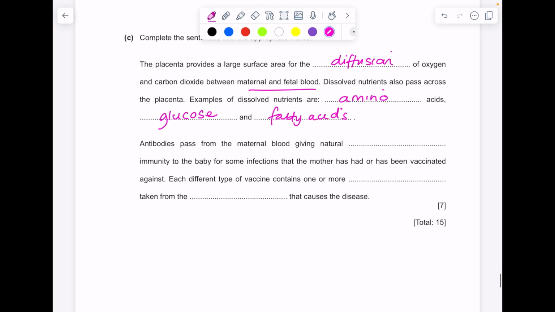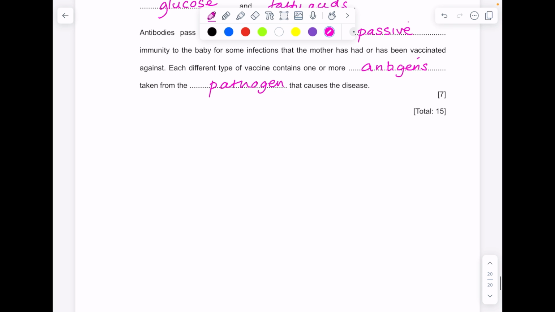Antibodies pass from the maternal blood, giving natural, passive, because you're not being infected with the pathogen, immunity to the baby for some infections that the mother has had or been vaccinated against. Each different type of vaccine contains one or more antigens. Remember, that's the protein on the outside of the pathogen, which is recognized by the lymphocytes, the white blood cells, taken from the pathogen. That's the microorganism that causes the disease, as it says here.